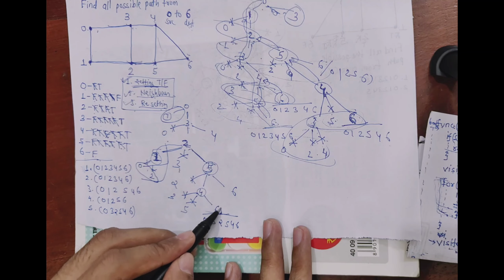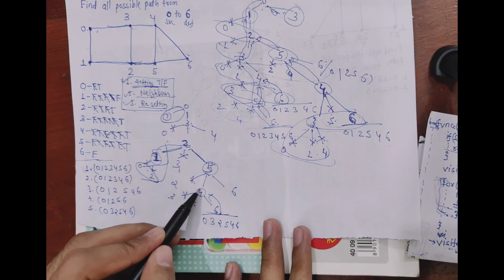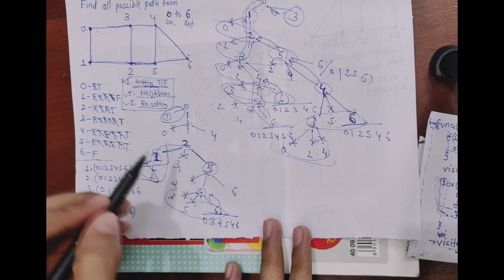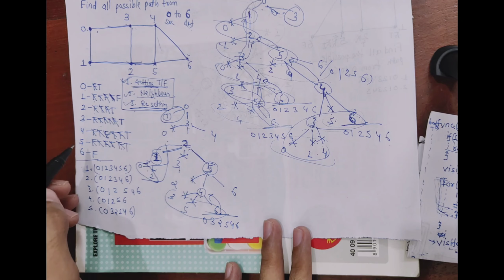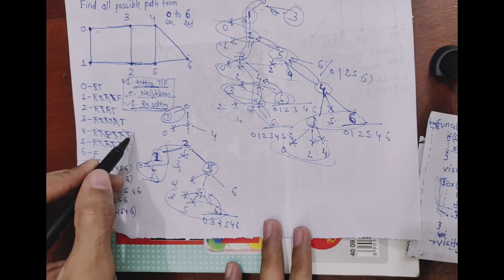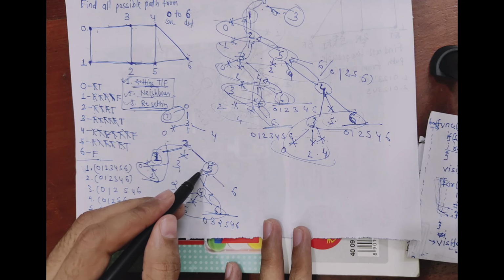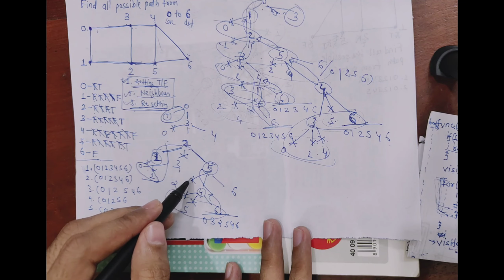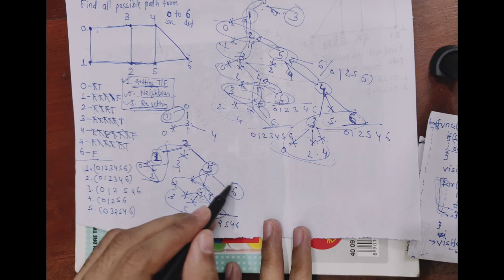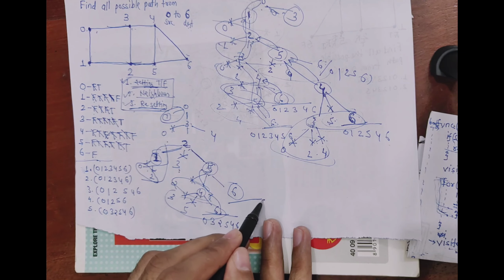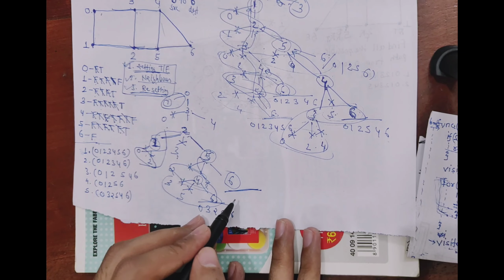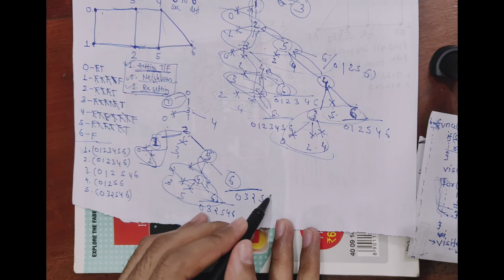Now we will backtrack from this point. Now we are done with all the neighbors of 4. Now we have to do a resetting, so we will mark 4 as false again. Now again we are at 5, and we are done with its two neighbors. Now the third neighbor is 6. Again we got our sixth path, that is 0 3 2 5 6.